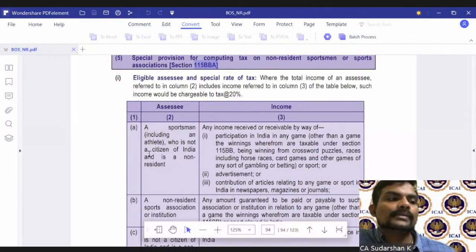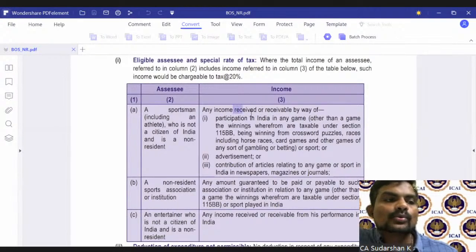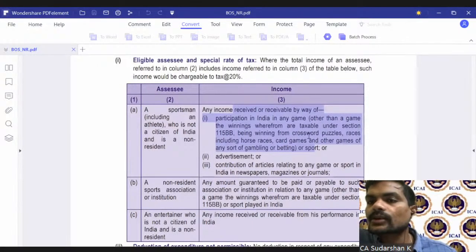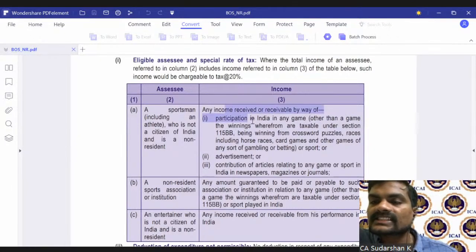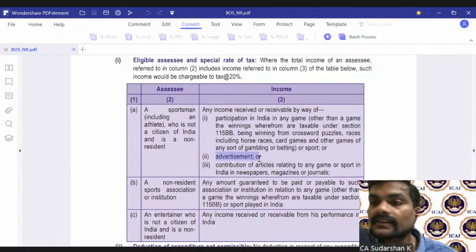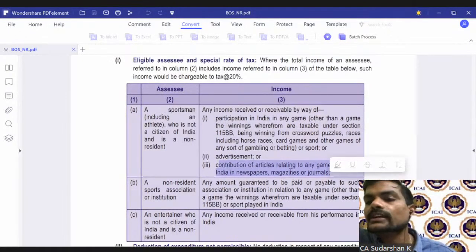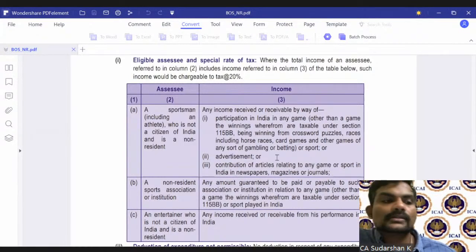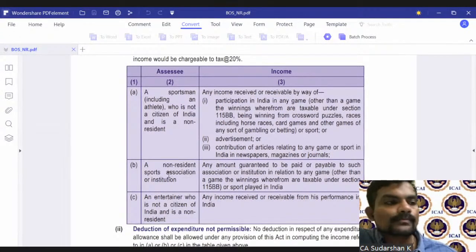So under 115BBA, a sportsman who receives income by way of participation in a game, this is other than your 115BB that is winning some prize. So a sportsman who gets income from participation in India in any game, and income received in advertisement or contribution of articles relating to any game or sport in India in newspapers, magazines, or journals. Not only that, there are two other scopes also covered.